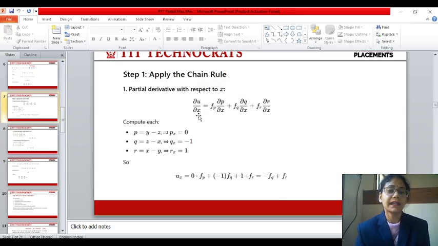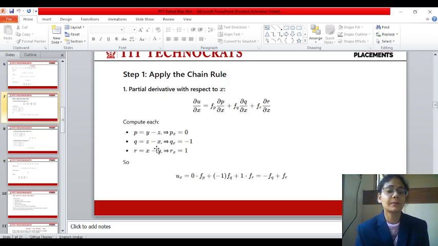So ∂u/∂x will be equal to the derivative of f with respect to p times the derivative of p with respect to x, plus the partial derivative of f with respect to q times the partial derivative of q with respect to x, plus the partial derivative of f with respect to r times the partial derivative of r with respect to x. Now p is y minus z, its partial derivative with respect to x will be 0 because there is no term having x. So y is constant, z is constant, and the derivative of a constant is 0.